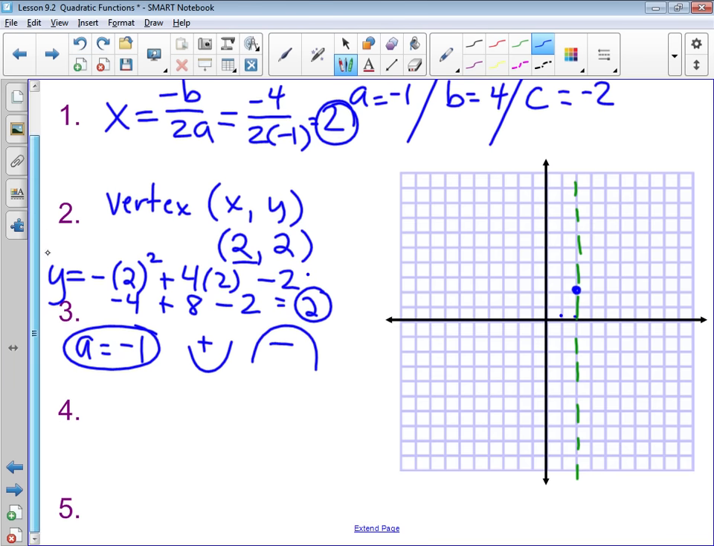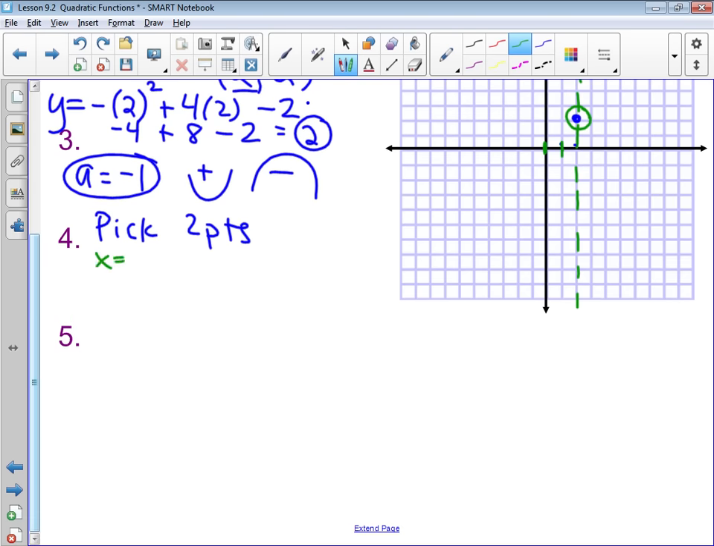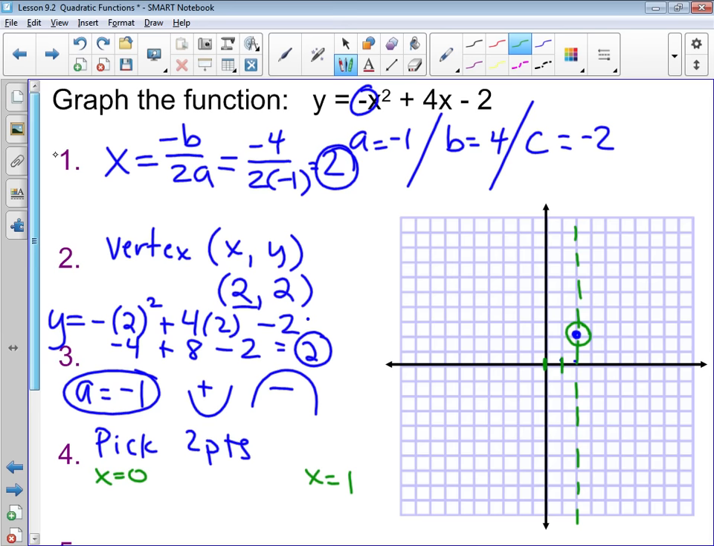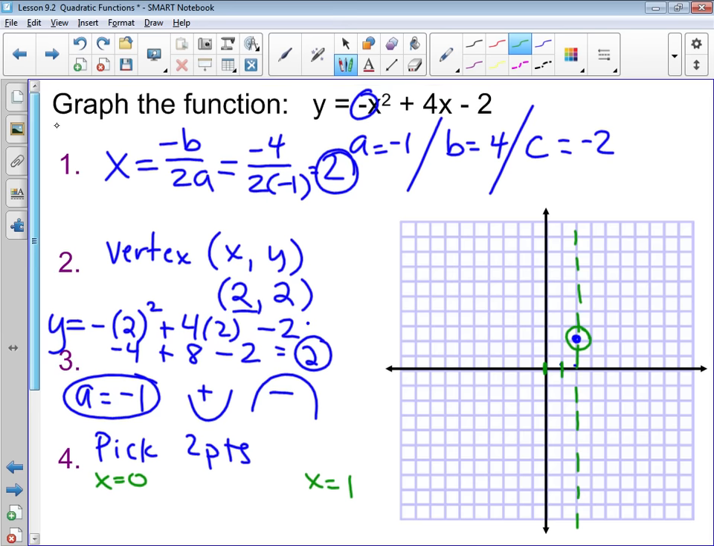The fourth step is to pick 2 points. So I look at my picture. I'm picking 2 points other than the point that I already know, which is the vertex. So if I pick x is 0 and x is 1, that's 2 points that I don't already know. So I'm going to let x equal 0 and x equal 1. And what do I do with those values? I put them back into the equation y equals negative x squared plus 4x minus 2.